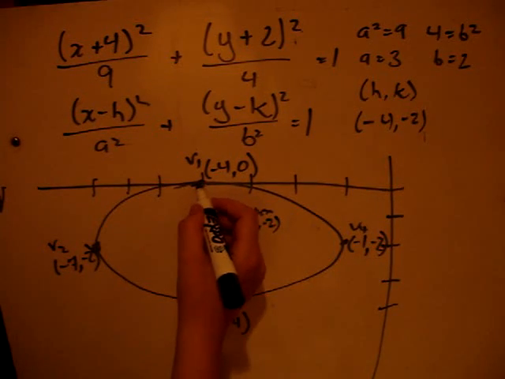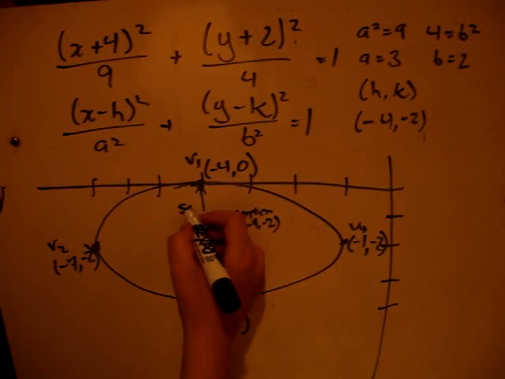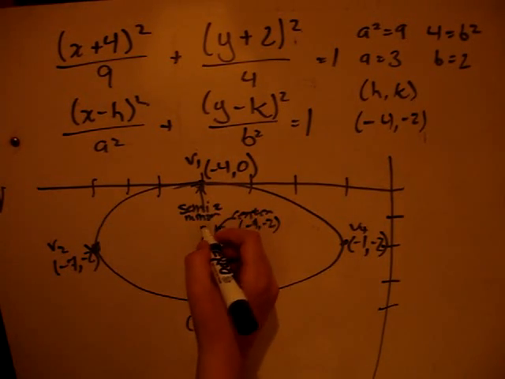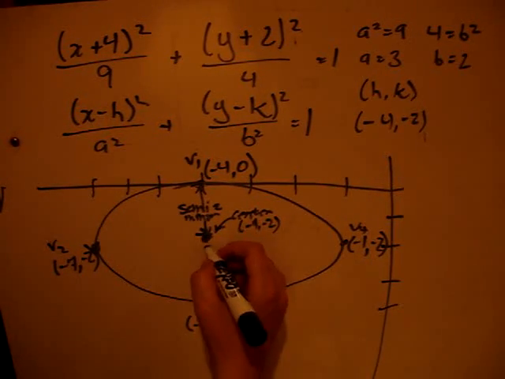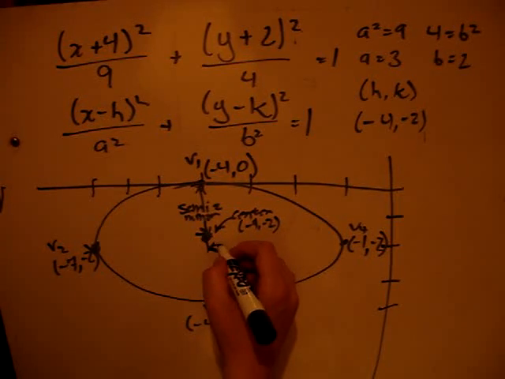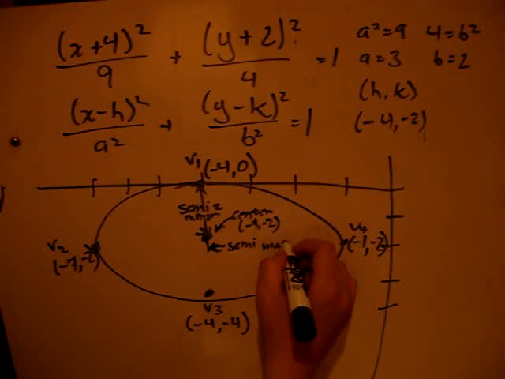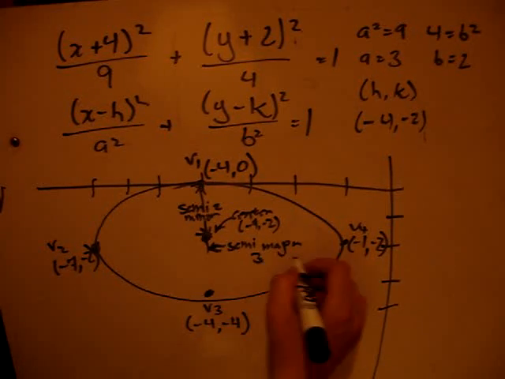And our semi-minor axis, which is 2 units long, and our semi-major axis, which is 3 units long.